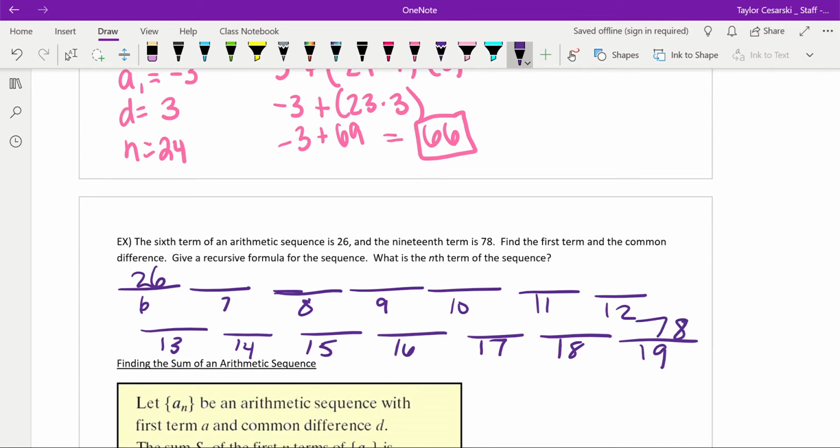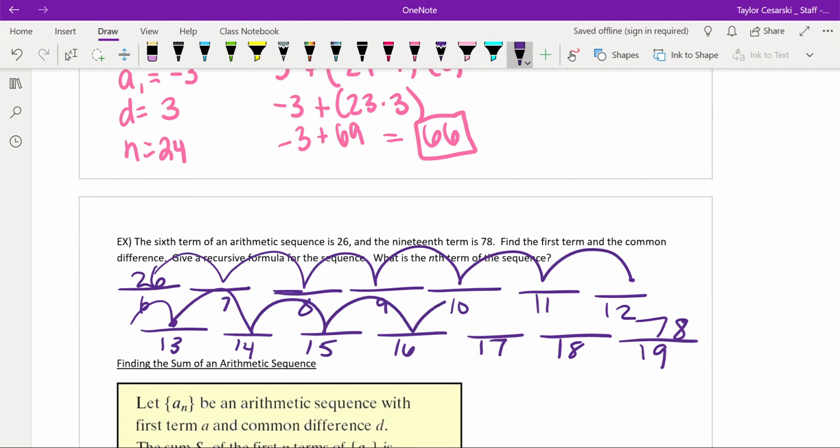All right. So the thing we know about an arithmetic sequence, if we didn't know it was arithmetic, it'd be a lot harder, but we know that we're adding the same number each time. So I have to figure out how many spaces I'm jumping. 1, 2, 3, 4, 5, 6, 7, 8, 9, 10, 11, 12, 13. Okay, so I'm jumping 13 spaces.